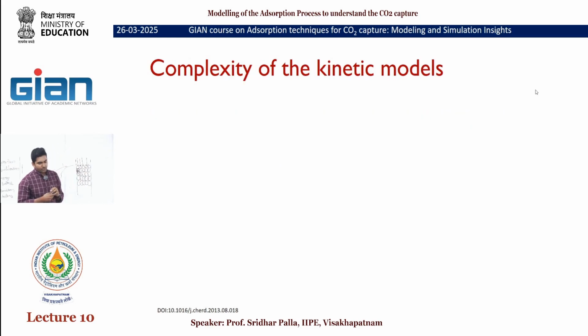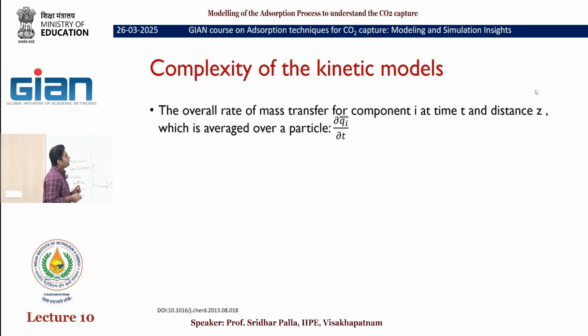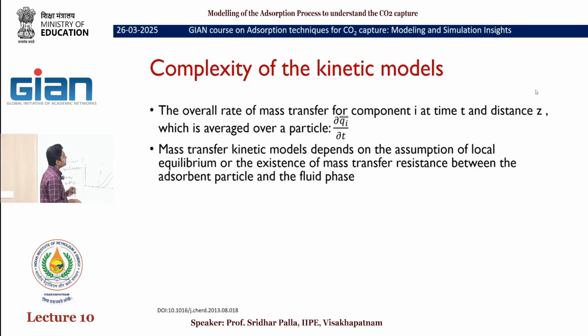Now coming to the kinetic models, the kinetic models are like a subsection in the species balance, these mass balance equations, because there is this term called dou Qi by dou t. How are we getting the Q? That is very important information we need. The dou Qi bar by dou t, we can call that the overall rate of mass transfer for component i at time t, which is averaged. The bar that you see is an averaged quantity.